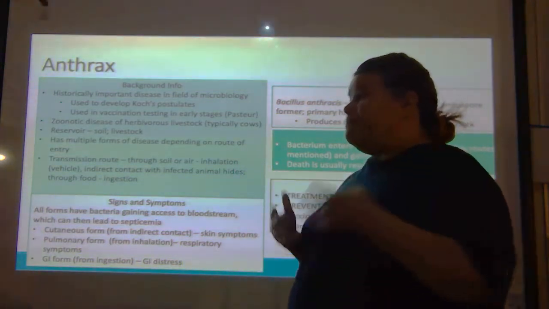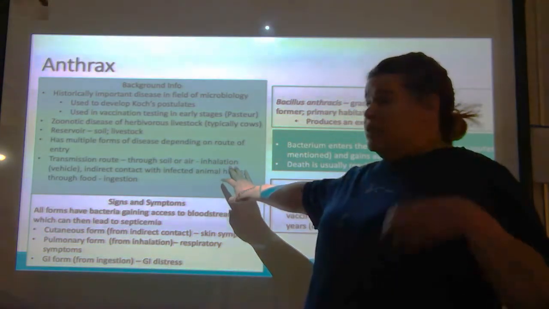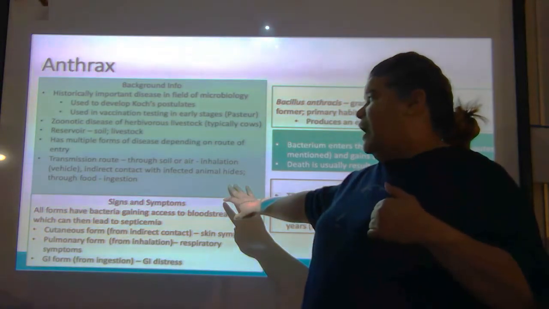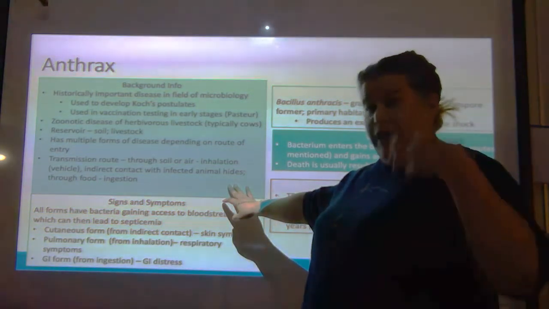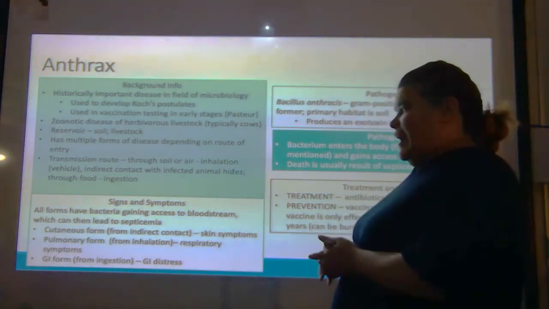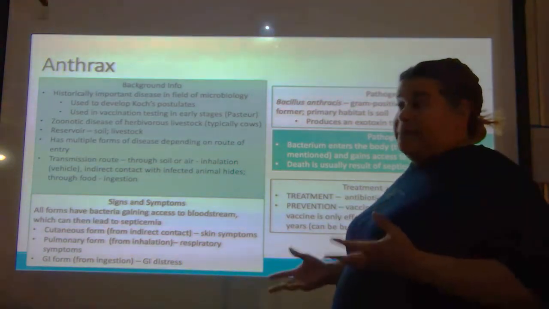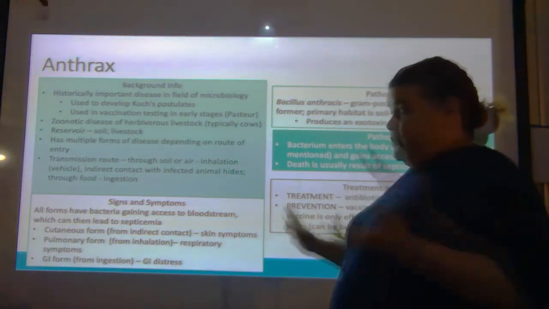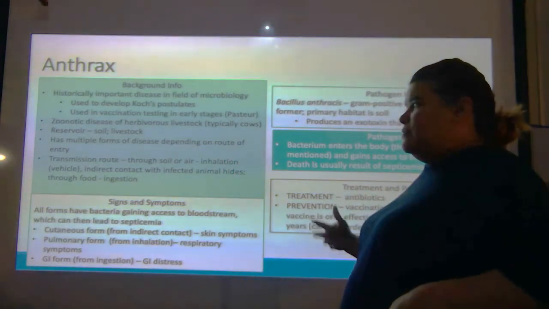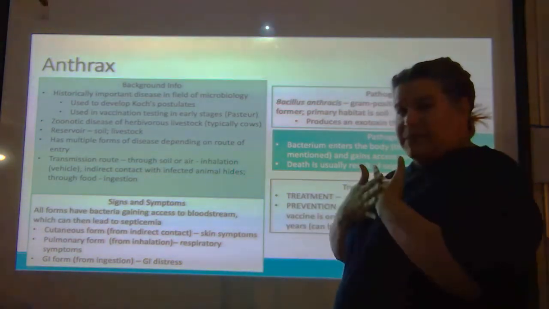Transmission route. It can be through soil or air. It can also be inhaled. It can be indirect contact with infected animal hides or through food, and you can ingest it. All forms of the bacteria gaining access to the bloodstream can lead to septicemia though. Septicemia is a possibility here. Cutaneous forms, usually from indirect contact, so the infected animal hides, you're going to see skin symptoms.